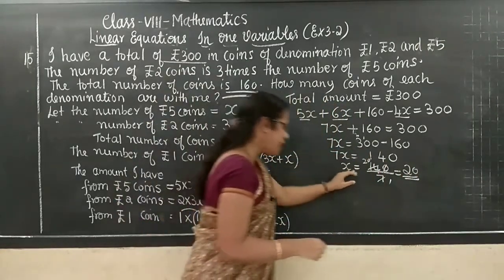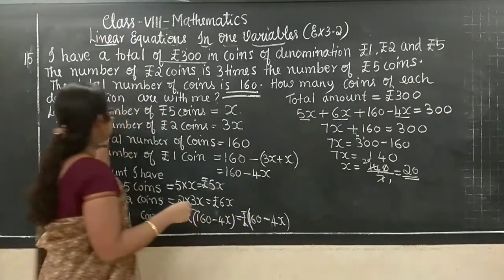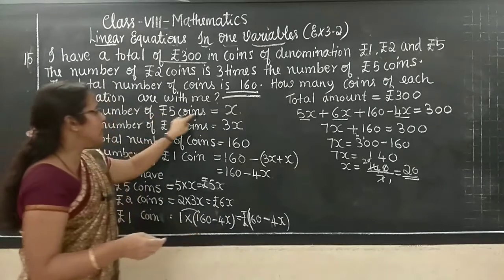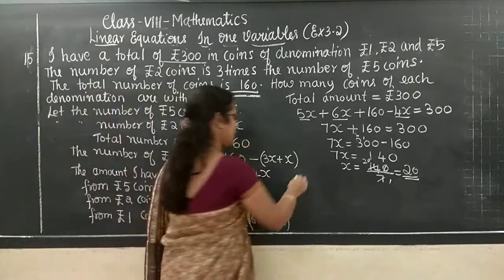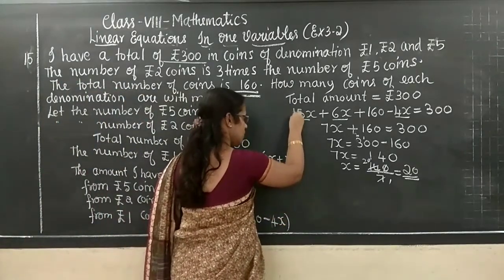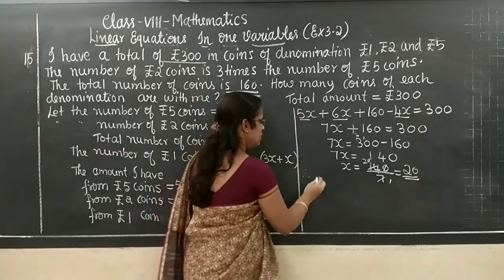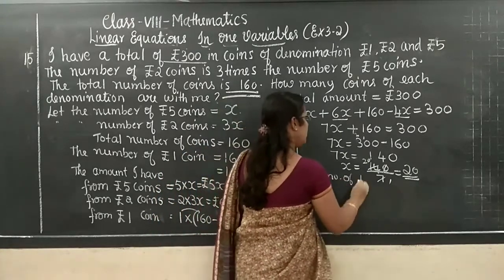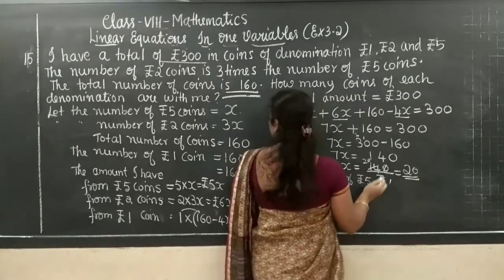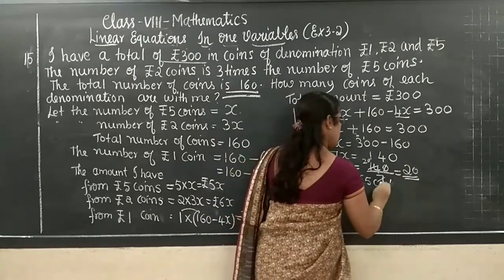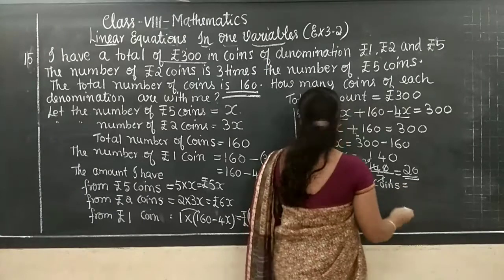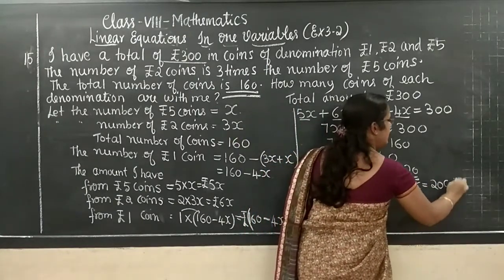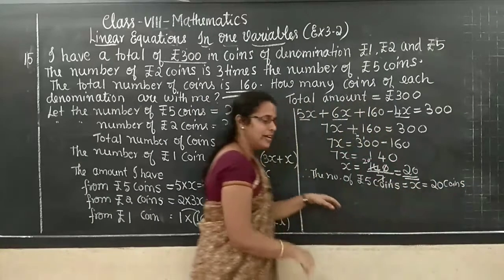Okay, so this x value you have to put in the number of coins. The number of 5 rupee coins, how many are there? x are there. Therefore, the number of 5 rupee coins can be written as x. x is equal to how many coins? 20 coins. Right, children? 20 coins.